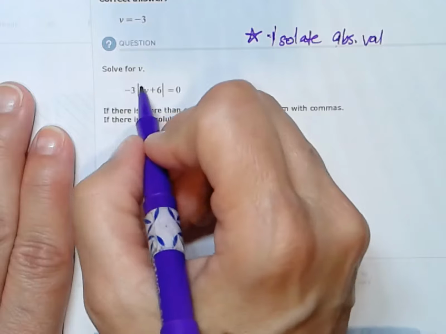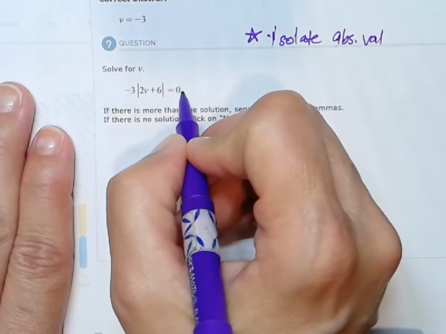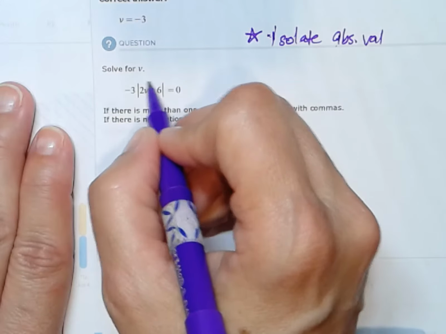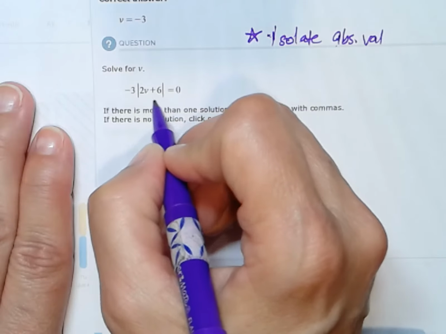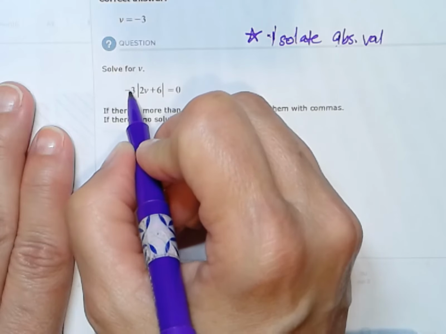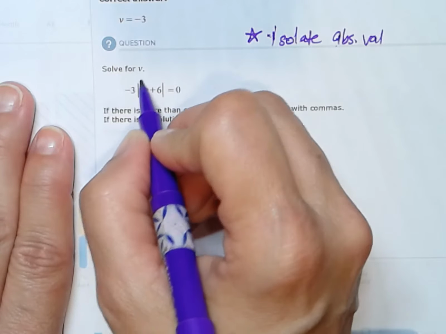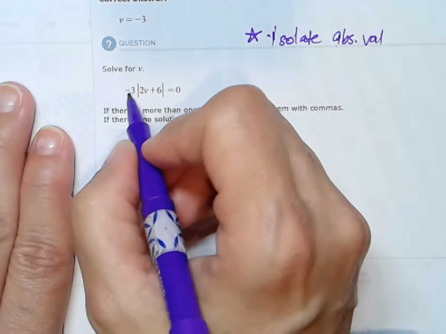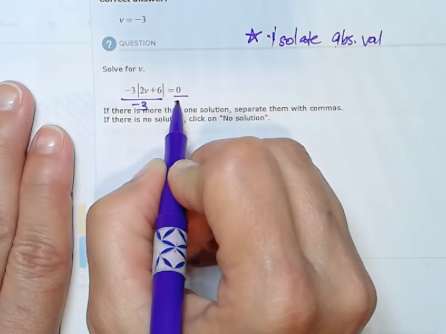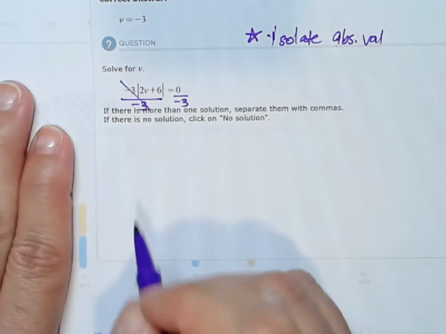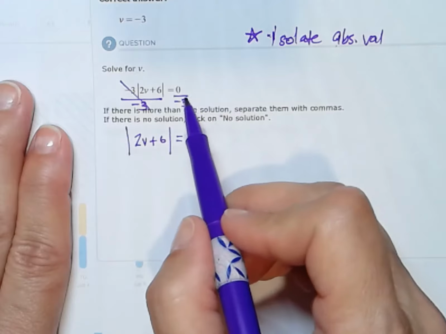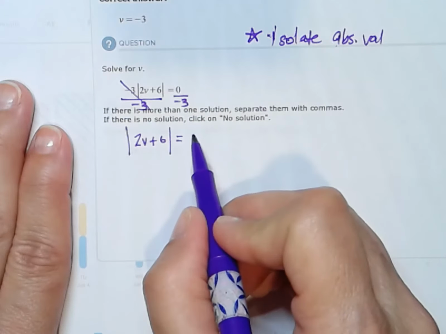Okay? So the absolute value is the piece of the equation or the inequality that has these vertical bars. So this part would be considered the absolute value right here. So I need that piece by itself. That means the -3 we need to get rid of it. And when a number is in front of an absolute value, just like when a number is in front of a parentheses, it means to multiply. So to get rid of this guy, I have to divide. So I will divide both sides by -3. That will make those divide out. I'll be left with the absolute value of 2v plus 6 is equal to 0 divided by -3, which is 0.